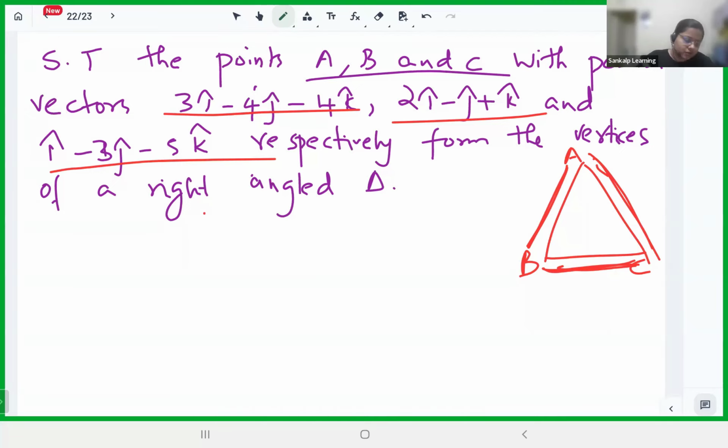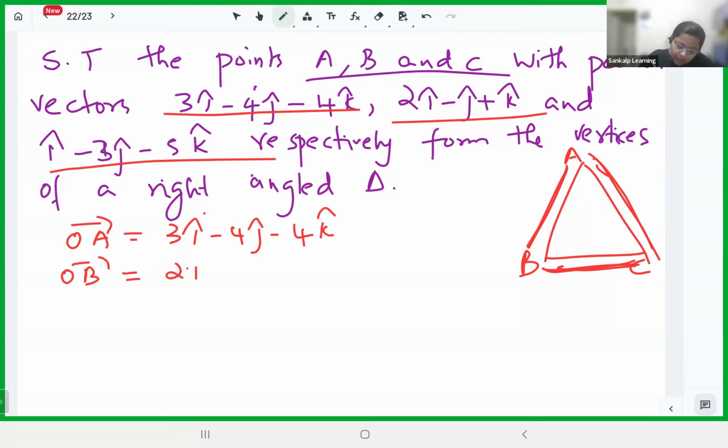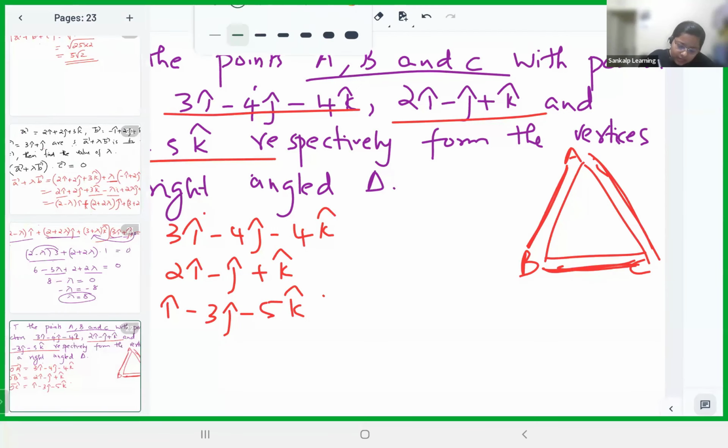All right, so first we have the position vector OA is equal to 3i minus 4j minus 4k, and then OB is equal to 2i minus j plus k. Then OC is equal to i minus 3j minus 5k. So these are the vectors. Now, first, we need to find out the sides of the triangle, right?